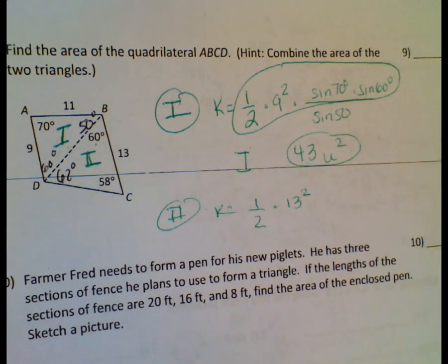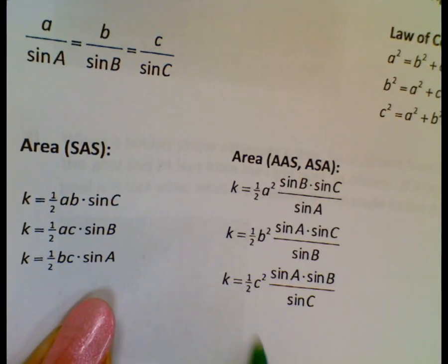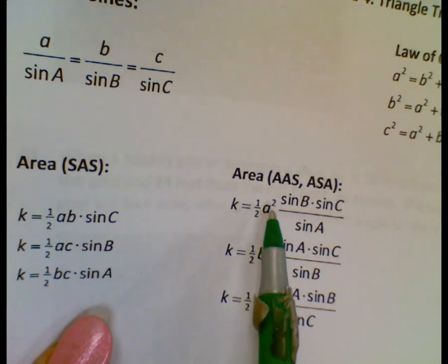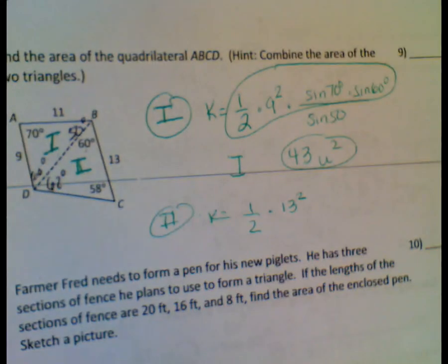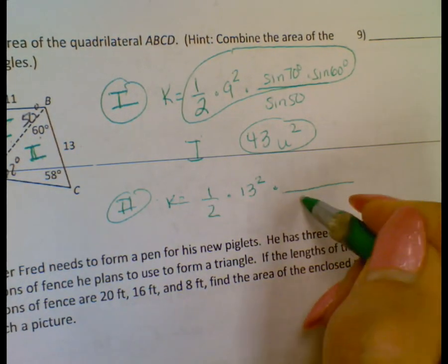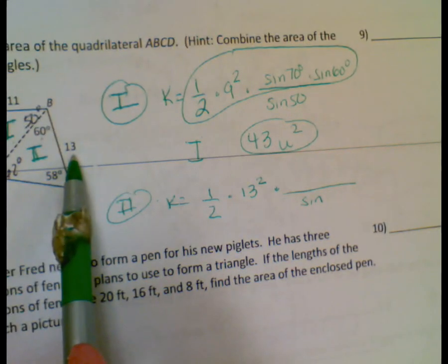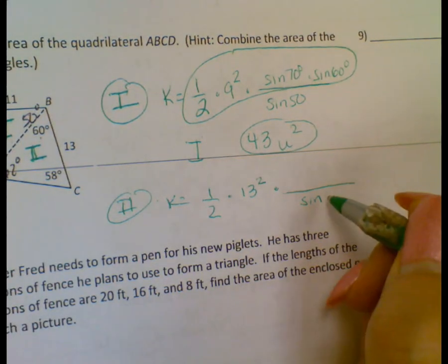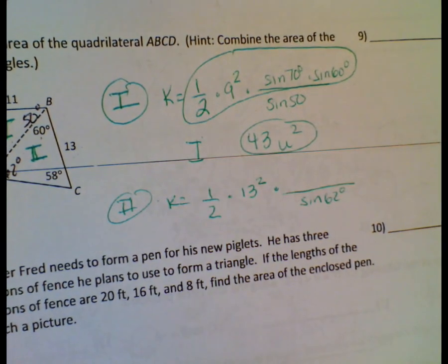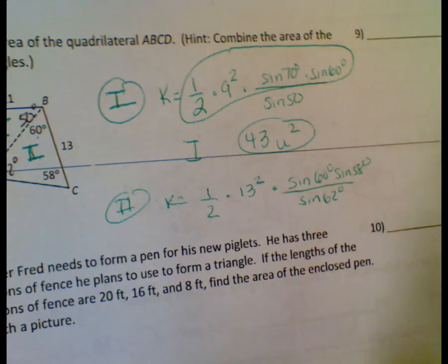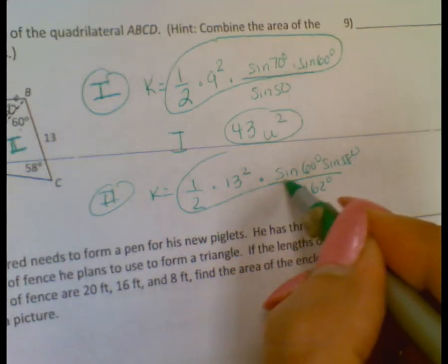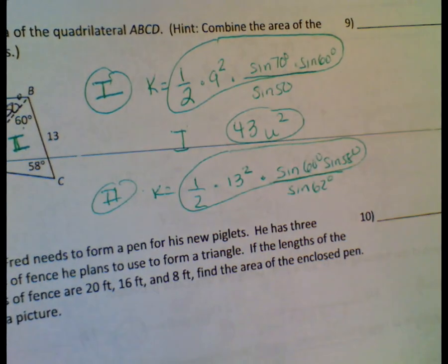The formula says take your side and square it. Again, I'm using these formulas right here. Again, I don't get caught up on A's, B's, and C's. I just know that whatever side I pick, I'm dividing by the sine of the opposite angle of that. So since I chose 13, I need to divide by the angle across from 13, which is 62. So I would divide by 62. The top has the other two angles. So this is your formula. This is what you're going to punch in your calculator. And then divide by sine 62.